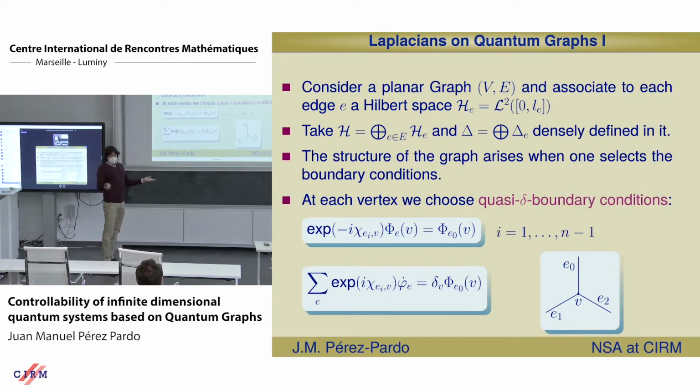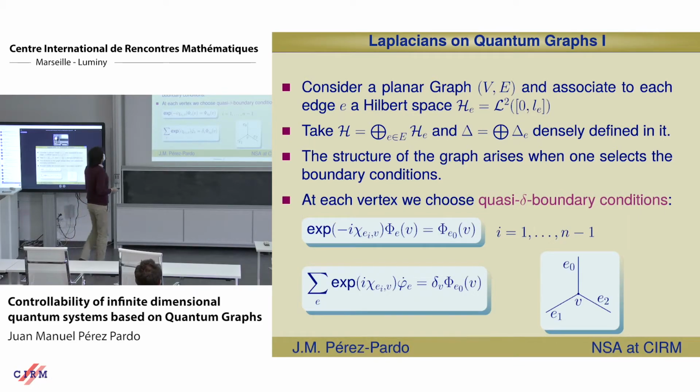Now, of course, as before, this is simply a bunch of intervals. When does the structure of the graph arise? Well, the structure of the graph arises when one fixes the boundary conditions. In particular, we are going to select this family of boundary conditions, which we call the quasi-delta boundary conditions. These are applied vertex by vertex. So you have a graph with all these connections, and on all the vertices, I picture there an example of a vertex with three edges.